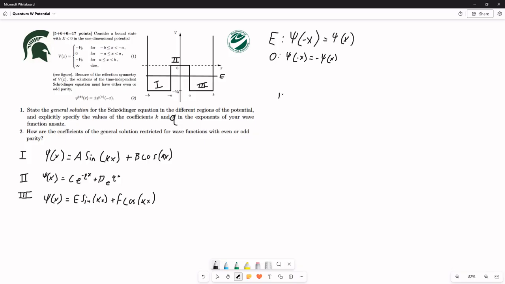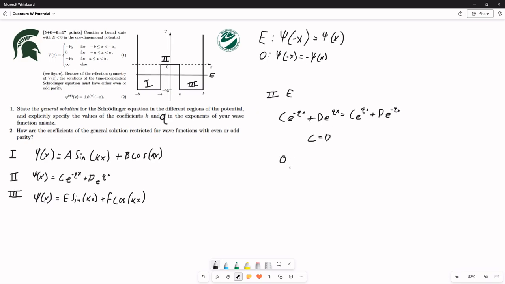We're going to start with region 2, and we're going to imply evenness of the solutions. So we're going to say c e to the negative qx plus d e to the qx equals c e to the qx plus d e to the negative qx. This is now a limitation on our coefficients, and we're going to have c equal to d.